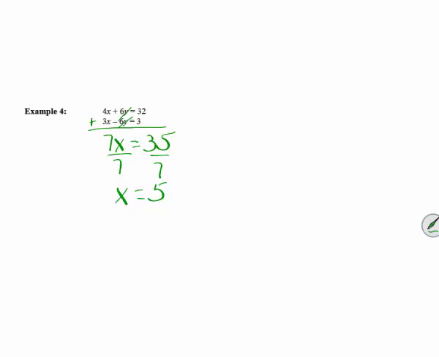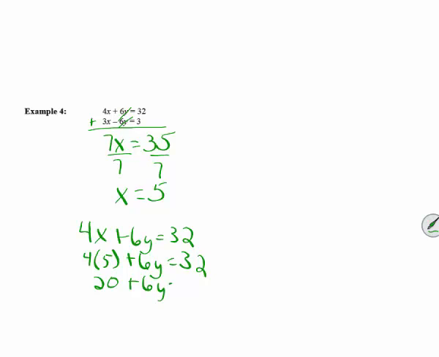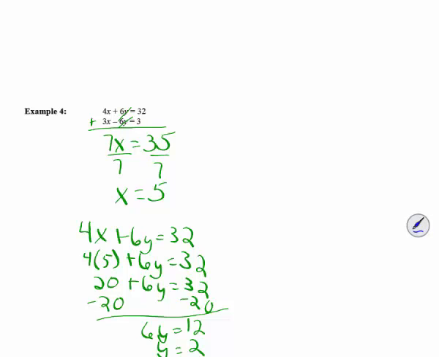So you can pick either of the two original equations. I don't care which one it is. But I usually just pick the first one for no reason other than it's the first one. So 4x plus 6y equals 32. I'm going to put 5 in. So 4 times 5 plus 6y equals 32. That's 20. I'm going to subtract 20 from both sides. 6y equals 12, so y equals 2. I didn't show my dividing by 6 because I didn't want to have to move the screen again.